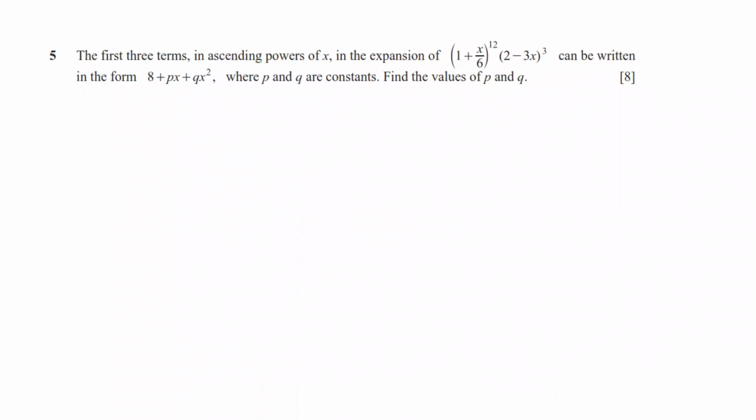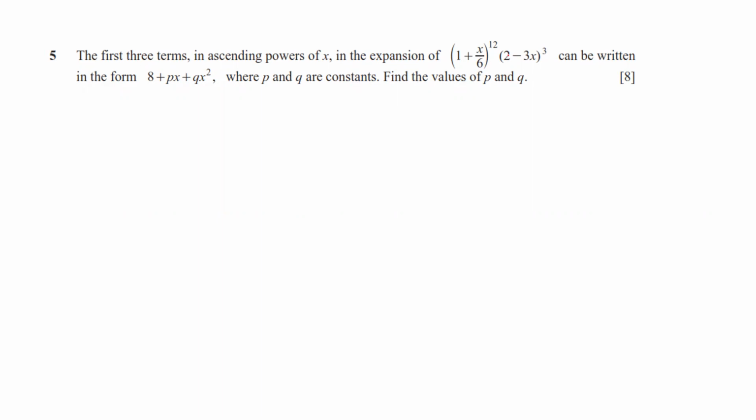Next, question number 5. It says that the first three terms in ascending powers of x in the expansion of (1 plus x by 6) to the power 12 multiplied by (2 minus 3x) cubed can be written in the form 8 plus px plus qx squared, where p and q are constants. Find the values of p and q.